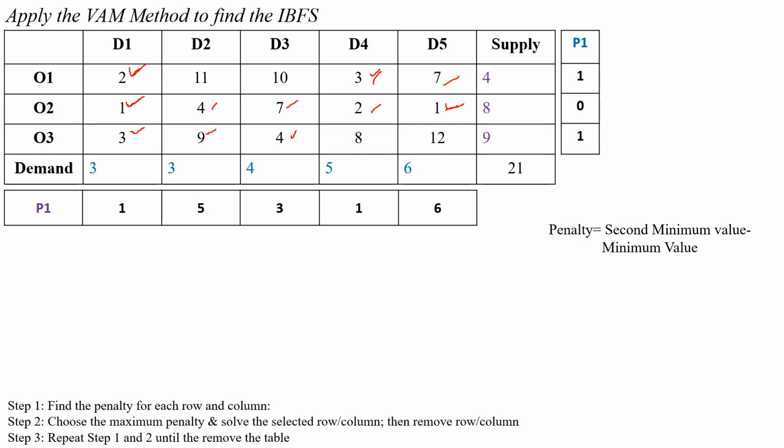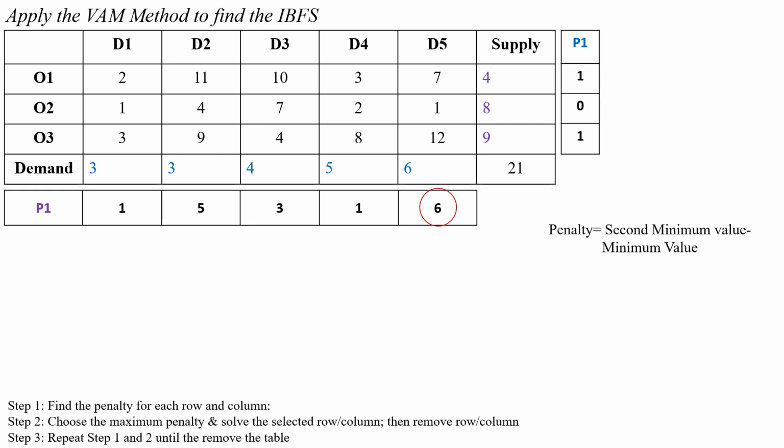Among these penalties, the maximum penalty value is 6 for the D5 column. So in the D5 column, we have to observe all the cell values and choose the minimum cell value. In the D5 column, cell values are 7, 1 and 12. Among these values, we select the minimum value, that is 1. Then we have to allocate the maximum possible allocation. For this, observe the demand and supply.